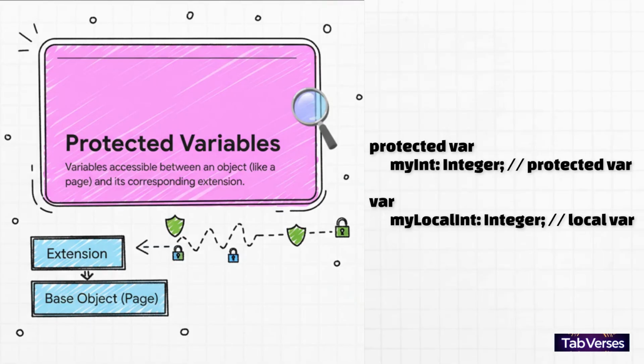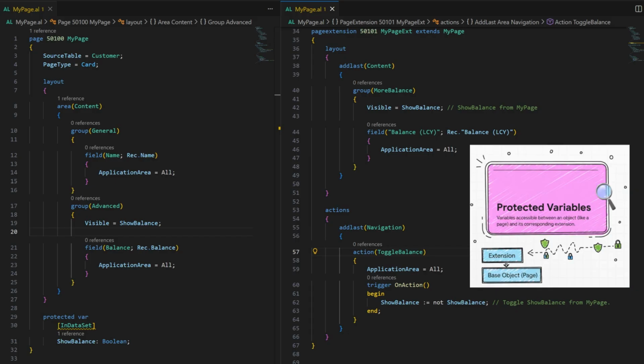Finally, let's quickly touch on a more advanced concept: protected variables. The best way to think of these is like a secret handshake. They let a base object, like a page, securely share some information with an extension that's built on top of it, but without making that information public to the whole world. It's a very safe, controlled way for different parts of your code to talk to each other.